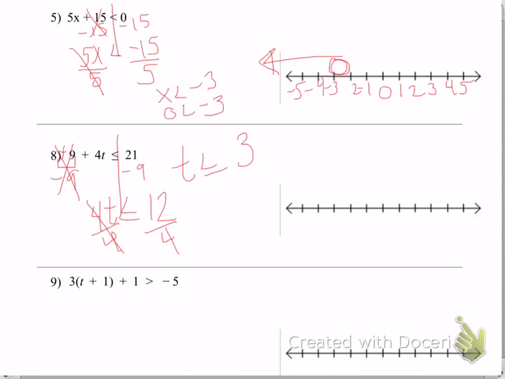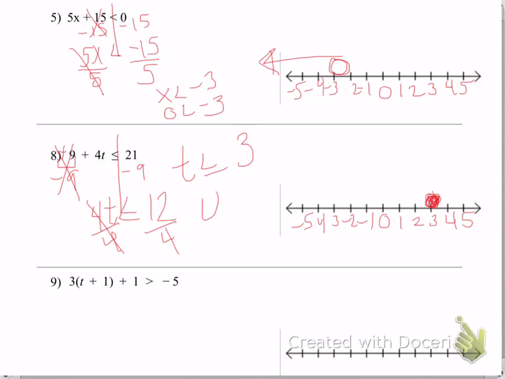So let's go ahead and put stuff on our number line. So 0, 1, 2, 3, 4, 5. There's our positives. And now our negatives. We've got our -1, -2, -3, -4, -5. So we put our closed circle, colored in, at 3. And now we've got to figure out which direction our line goes.